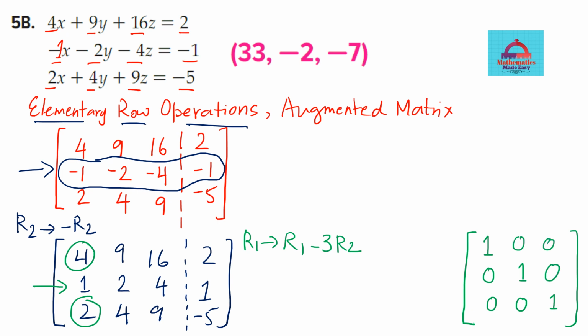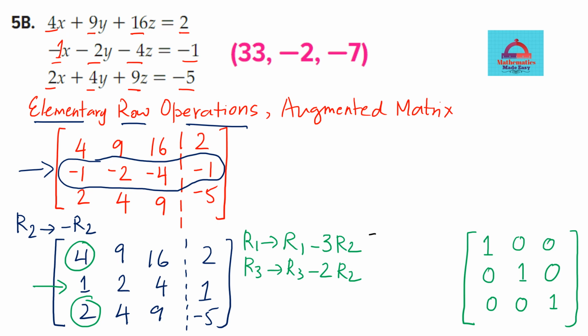Okay, we want to convert this coefficient matrix into this. It means we want this term 2 to be 0. So that's why the next operation I do is R3 becomes R3 minus 2 times R2, because when I subtract 2 times 1, it will become 0. Okay, so let's do this operation.